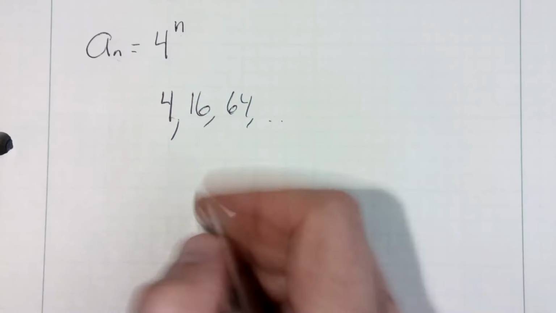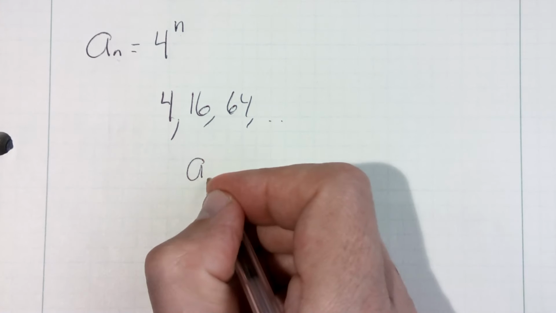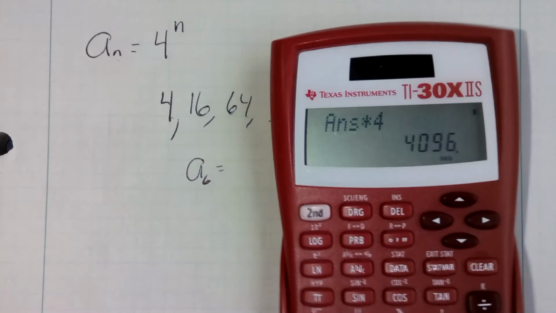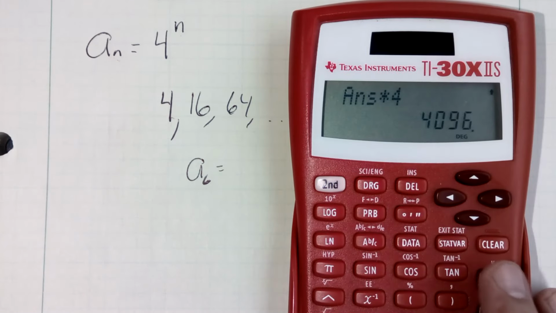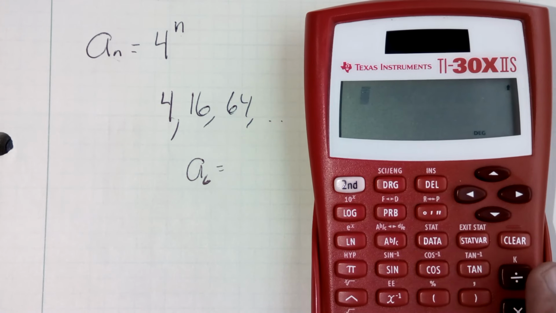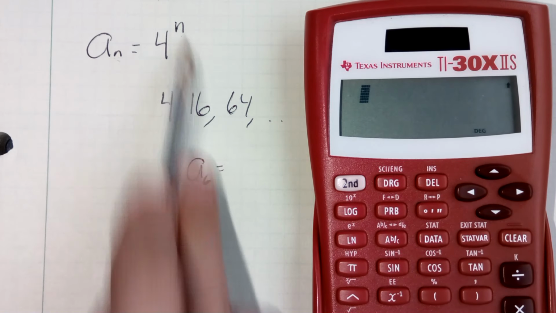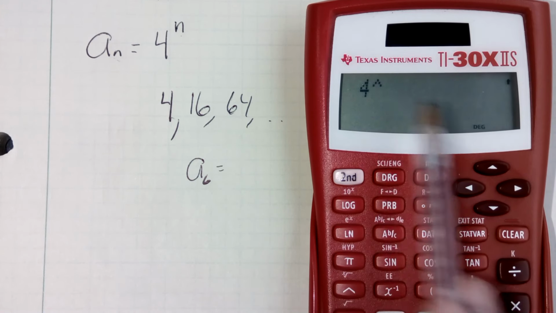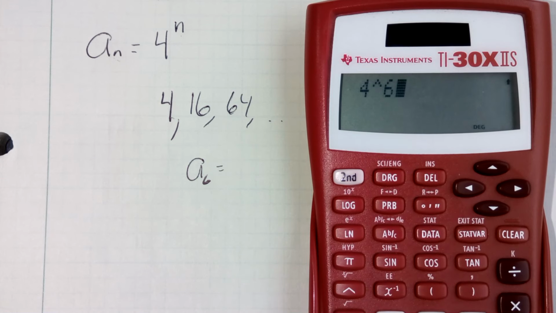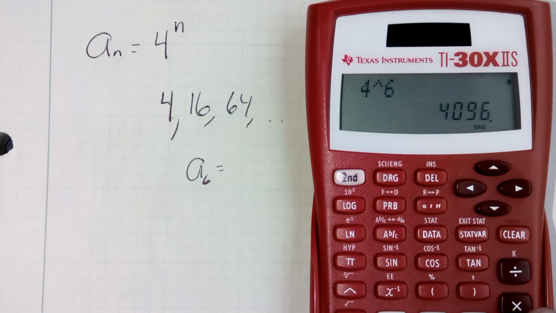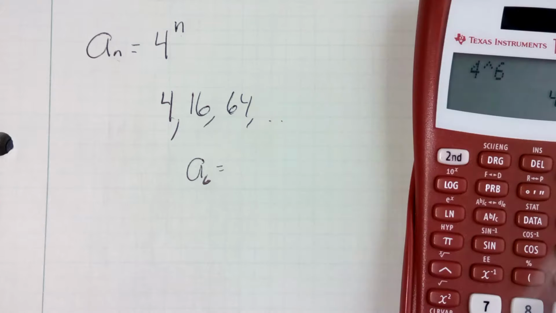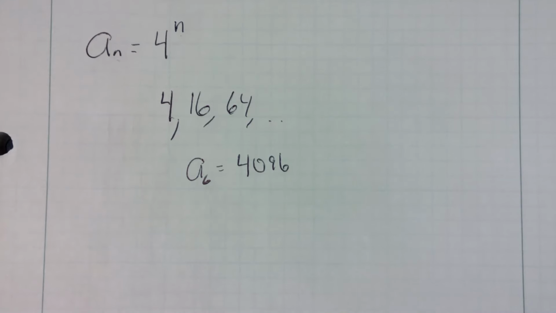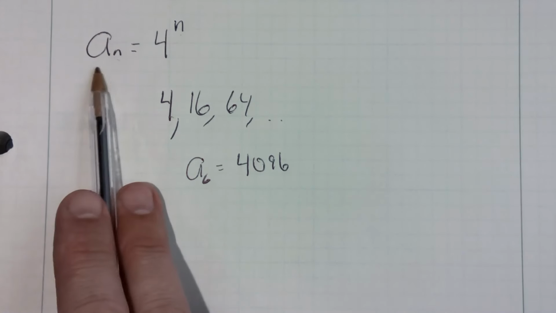Now, let's suppose I want to know what A6 is, or the sixth term. I recommend for this lesson you always have a calculator handy and are familiar with how your calculator works, because I'm just going to do 4 to the sixth power. So I'm going to do 4 raised to, that's what that little caret symbol means, raised to the sixth power, and I can find out that the sixth term is 4096.